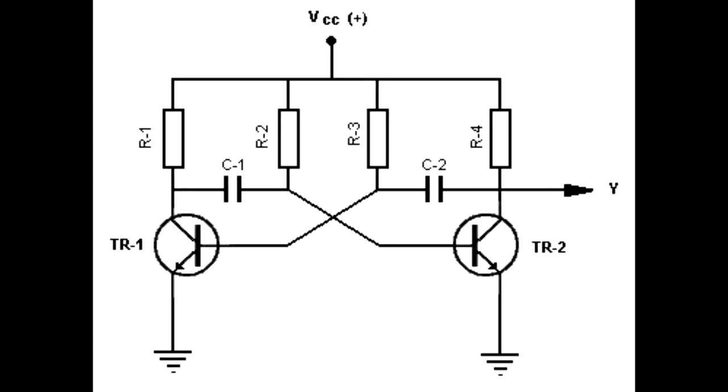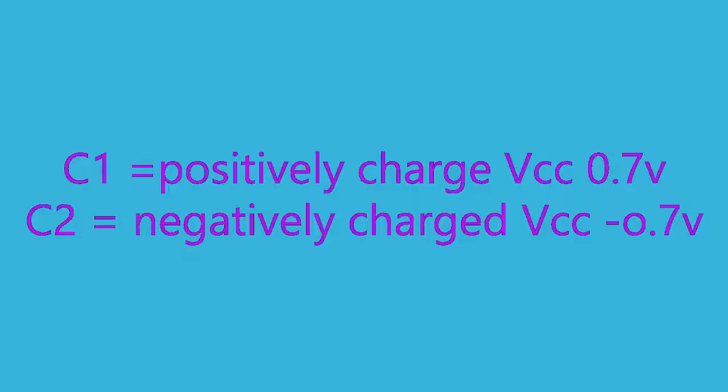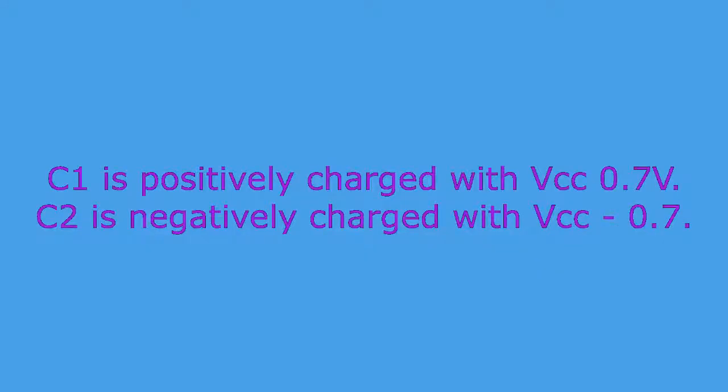Astable multivibrators are also known as free-running multivibrators, as they don't require any additional inputs or external assistance to switch. Beginning of state 1. The charge in C1 is positive, VCC minus 0.7. The charge in C2 is negative, VCC minus 0.7.